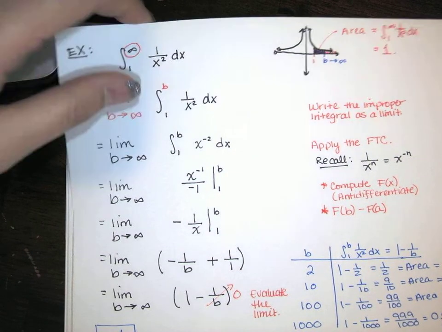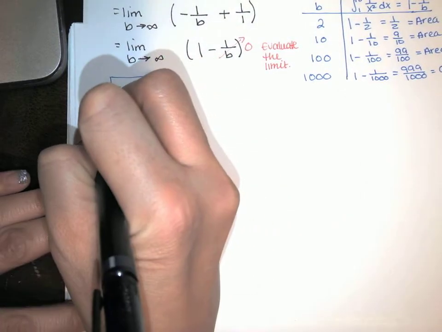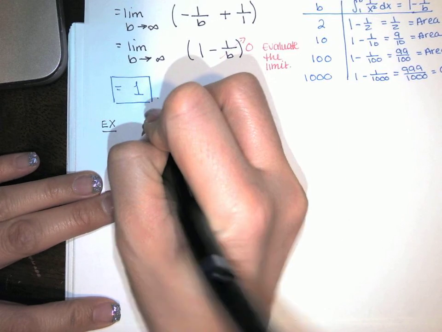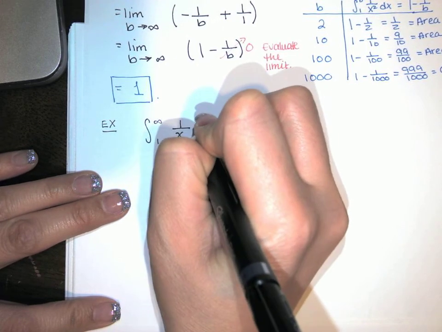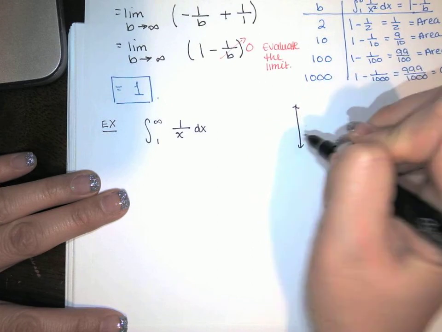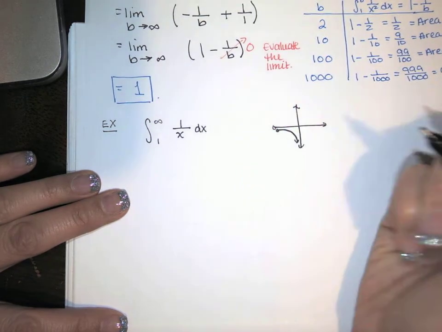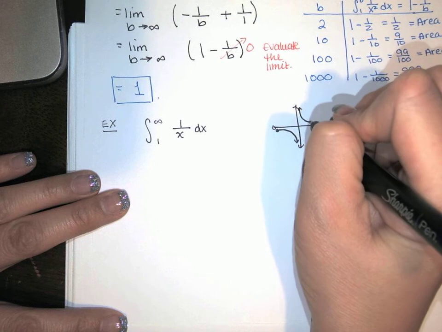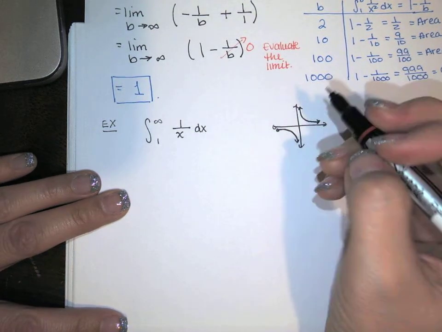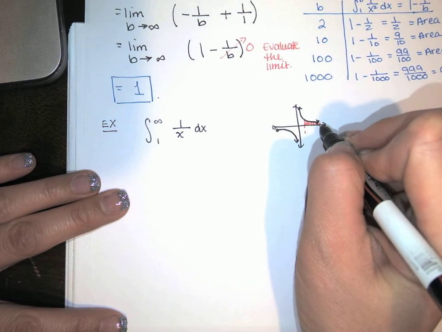Let's do one where it's not finite. All right, 1 over x looks a lot like 1 over x squared. But when x is negative, it's down here. When x is positive, it's up here. Slightly different slope. We're interested in the area from 1 to infinity, all the way out.